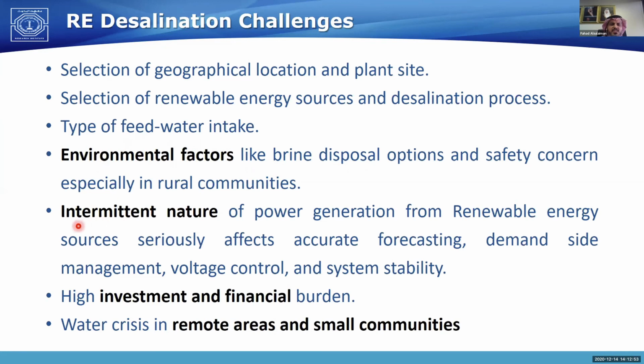Other challenge we have, which is very challenging actually, and there are some solutions, but we are waiting for a more feasible solution, is the intermittent nature of the power generation of solar systems and wind turbines. And it is considered, at least the capital cost is considered, relatively to require high investments and financial commitments. So there is a need from the government to support the implementation of this one to scale down the prices. And of course, there is a water crisis in some locations or in remote areas and small communities.